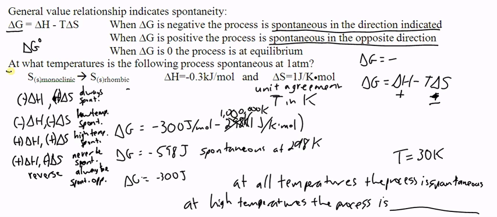A lot of times the questions will be dealing with what temperature is going to be splitting between spontaneous in the direction shown or spontaneous in the opposite direction, or the other possibility is at what temperature is the situation at equilibrium. But that equilibrium temperature is what creates the dividing line between spontaneous in the direction indicated and spontaneous in the opposite direction.